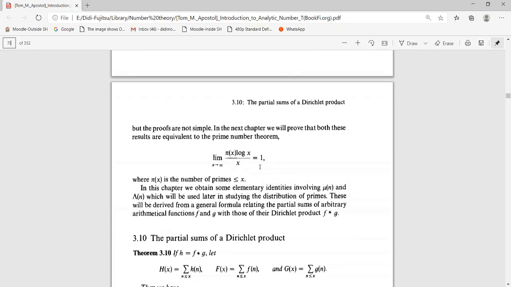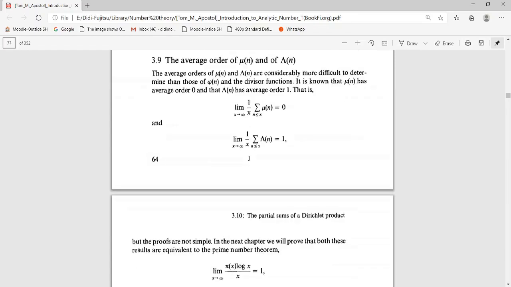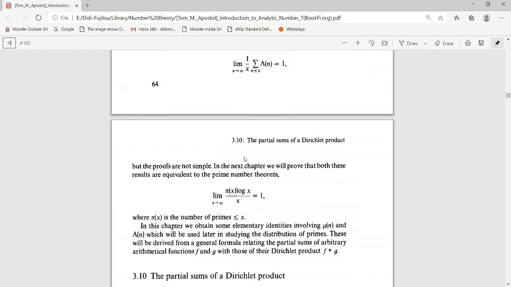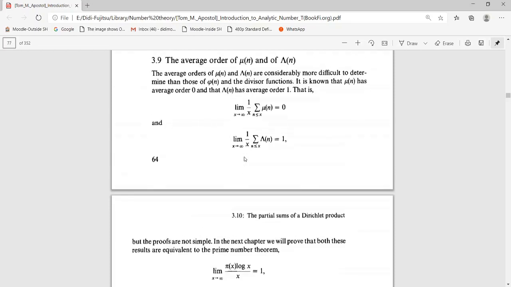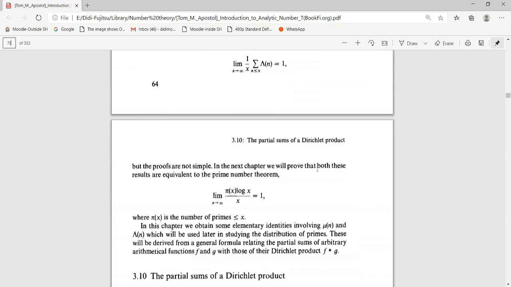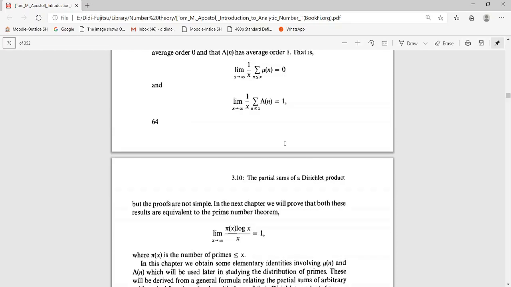That is in which we will discuss the distribution of prime numbers. So that result, the prime number theorem, can be stated as limit x tends to infinity pi of x log x by x equal to 1. So we need to study this prime number theorem. Then we can easily get these average orders. So we just leave this study of the average order of mu of n and lambda of n at the stage of the prime number theorem. So we are just stating the result here, and we will discuss these average orders later in the case of the prime number theorem.